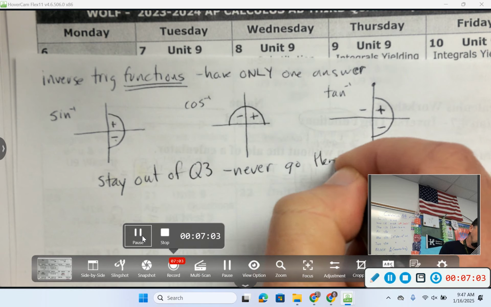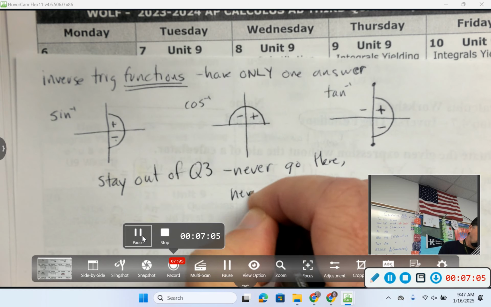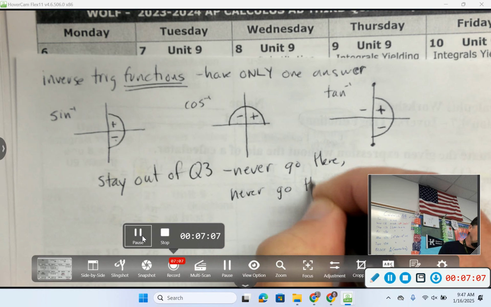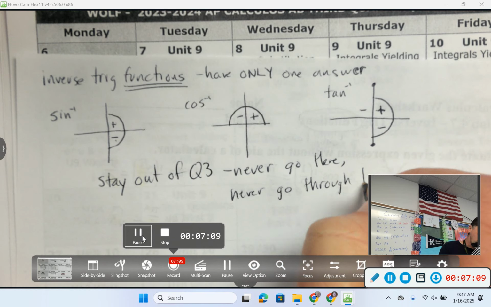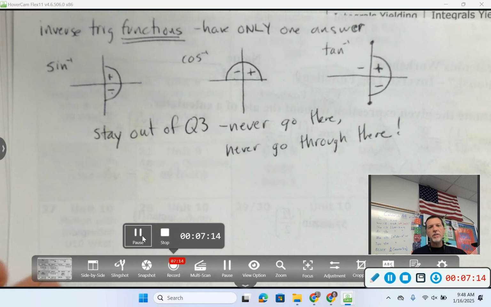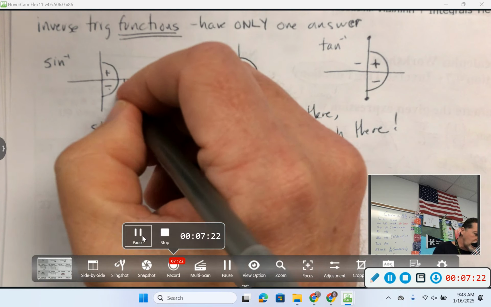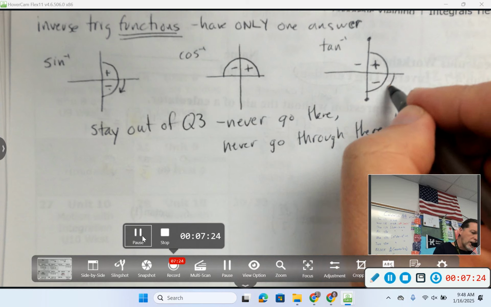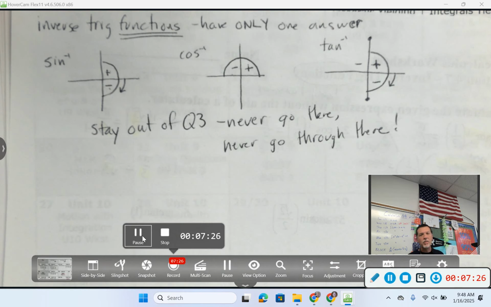Never go there, and never go through there. Never go to quadrant 3, because you don't have to, but also never go through there. That means if you want to pick something from quadrant 4, you have to get there the short way. So negative angles. You can have negative angles for an answer.